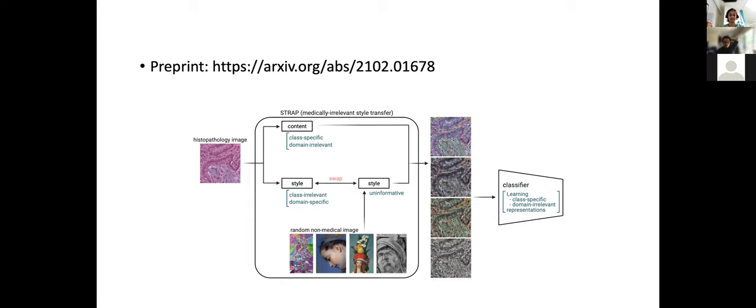So I would be really interested in understanding how different your generated images are from the original histopathology images after you apply the style. Thanks so much for the suggestion. That's really good to know.